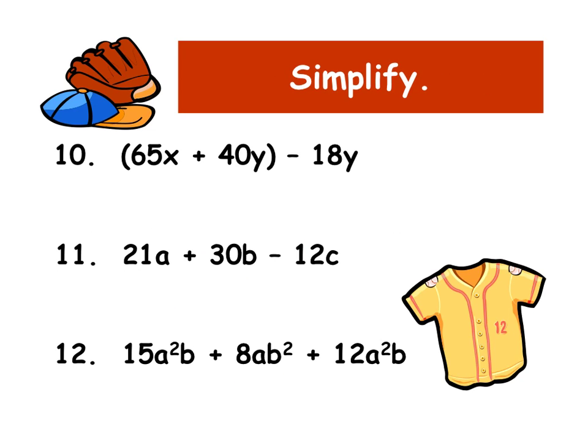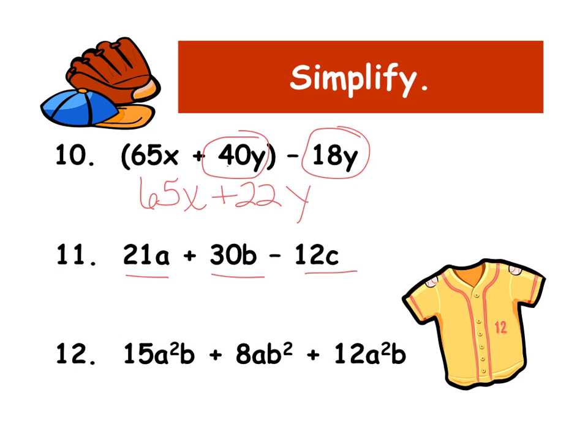All right, here's some more example problems to try. First one, basically your like terms are the 40y and the 18y, so I only have one of the 55x, and then I'm going to combine my y's. They both have a y, and then it's just 40 minus 18, which is 22. Alright, the second one, there are no like terms, so it's simplified as it is.